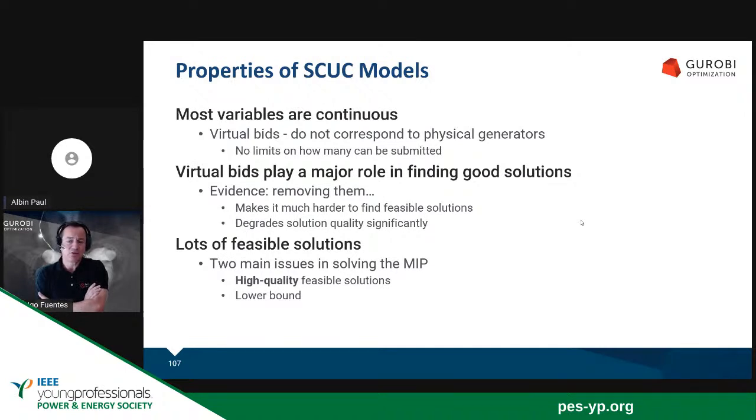The problem with having too many options as far as feasibility is that it introduces a challenge, because you want to find high-quality feasible solutions. If you have a lot of feasible solutions and we don't have an improvement in the lower bound, then we will have a hard time reaching a certain target MIP gap. And once we reach that target MIP gap, how do we decide between equally attractive feasible solutions?